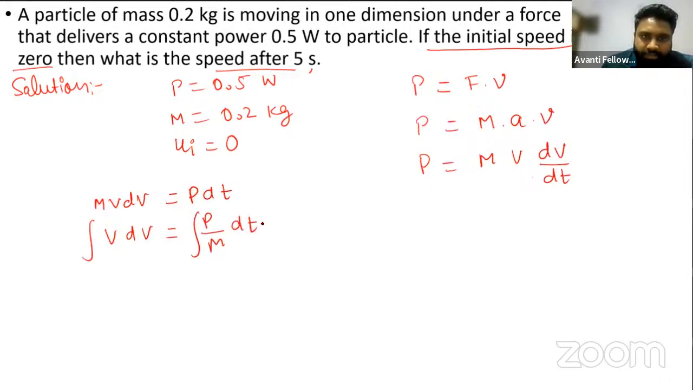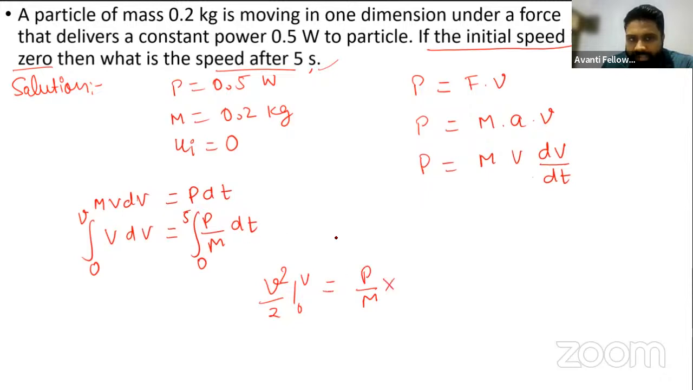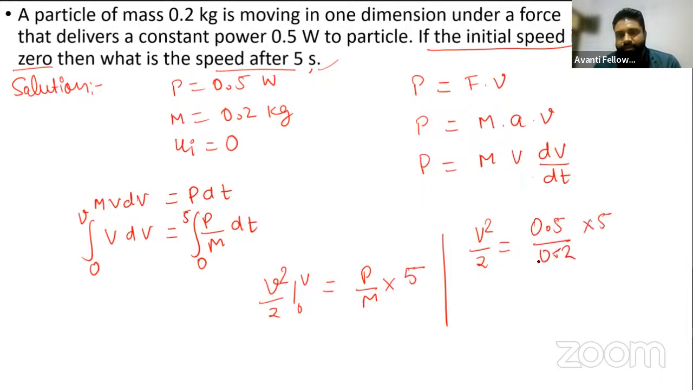If you integrate it, the limits are given to you. You have to calculate the speed at 5 seconds. So at t is equals to 0, the speed is 0 because the initial speed is 0. At t is equals to 5, you have to calculate the speed which is v. Integration of v dv is v square by 2, limits are 0 to v. p by m is the constant quantity, so integration of dt will give you t, and limits are 0 to 5, so it will become 5. Now put the limit, so you will have v square by 2. You have the value of power which is 0.5. You have the value of mass which is 0.2 into 5. Now this point will cancel, and this 2 will also cancel out. So you have v square is equals to 25. So v you will have as 5 meter per second.